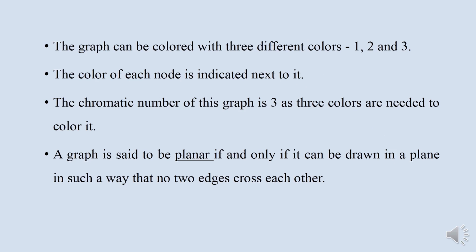The graph was colored with 3 different colors, the colors 1, 2 and 3. These colors, that is the numbers, are representing any colors. It could be red, green, yellow, white, blue, black, etc. The color of each node in the graph that we colored was indicated next to it. So outside the vertex, we put a number that was representing the color with which that vertex would be colored. The chromatic number of this graph is 3 because only 3 colors are needed to color it.